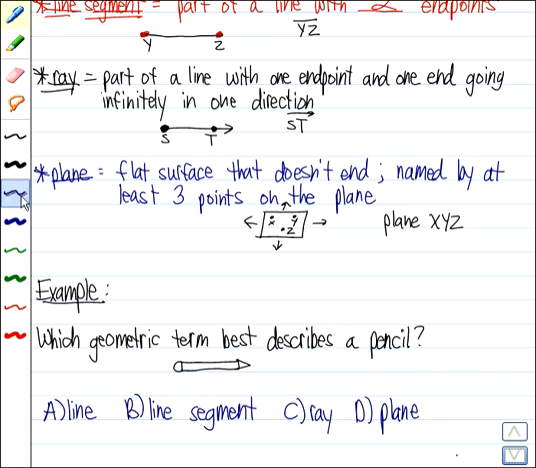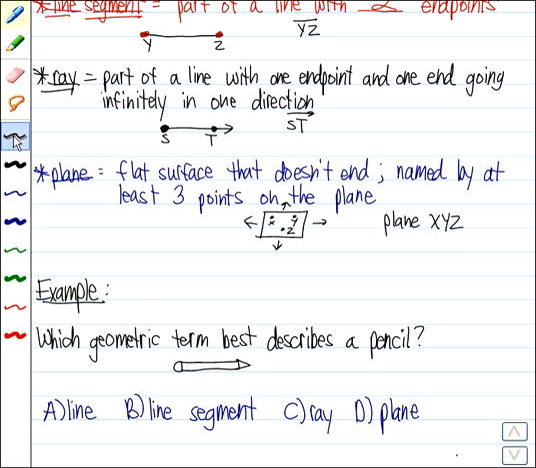And then finally we have a plane, and a plane is a flat surface that doesn't end, and it's named by at least 3 points on the plane. So see, this is a flat surface, and these arrows here indicate that it goes on and on and on in all directions infinitely. It doesn't end. And for planes, we don't have a symbol that goes over the points here. With a plane, it's a little different because you have to name 3 points on it. You would just call it plane XYZ.